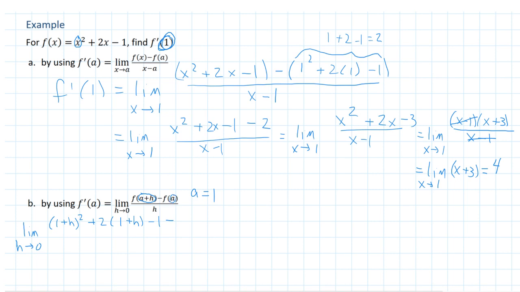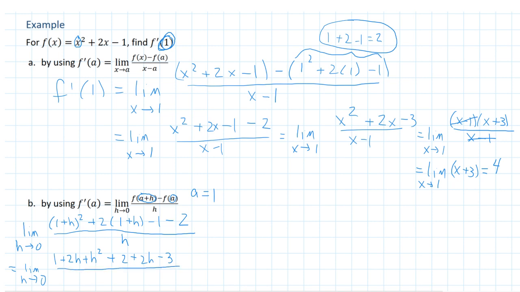But we know what f of 1 is. We evaluated it before up here. That's just going to be 2. All right, so this whole thing is divided by h. So this will be equal to the limit as h goes to 0. And then if we multiply this out, we'll get 1 plus 2h plus h squared plus 2 plus 2h minus 3 all over h.